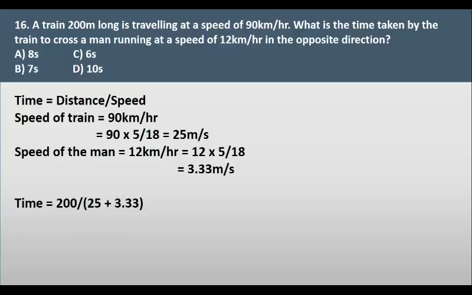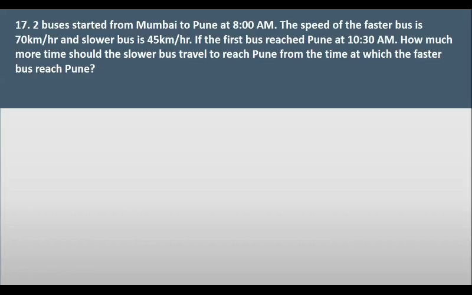The relative speed would add up in this case because both are traveling in the opposite directions. So 25 plus 3.33 would give us 28.33. So carrying out the division, the final answer becomes 7 seconds. Going back to the options, we see that option B is also equal to 7 seconds. Hence, the correct answer is option B. I hope you've understood this video. Let's move on to another problem.